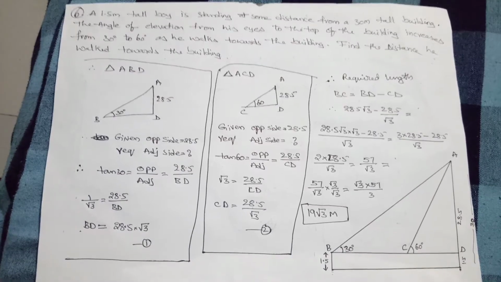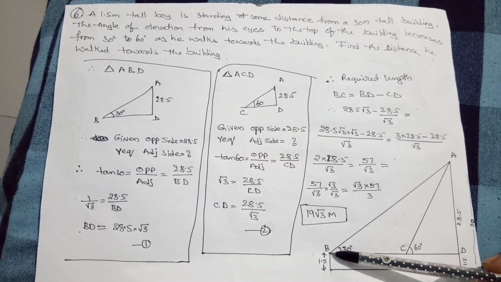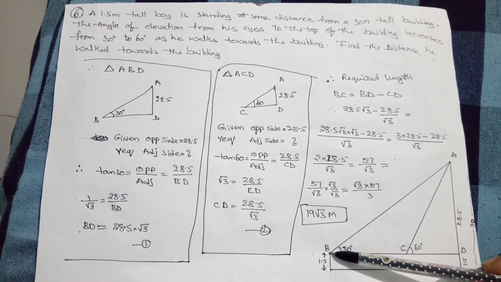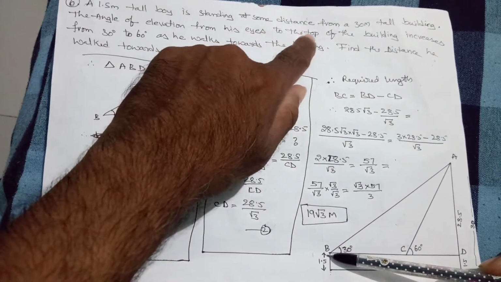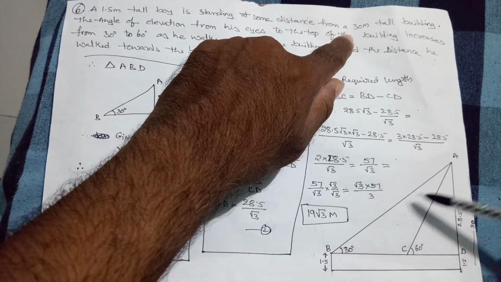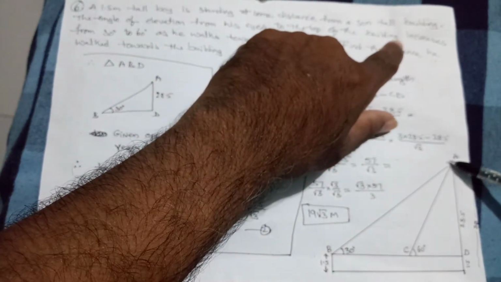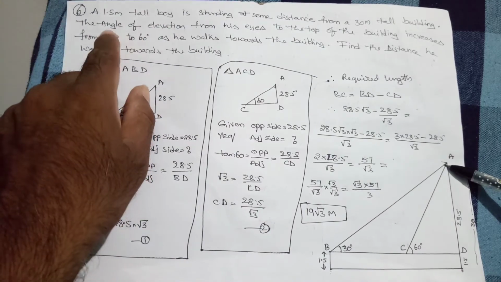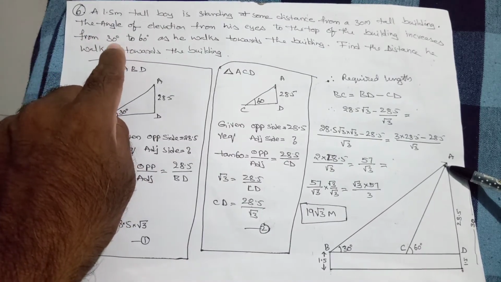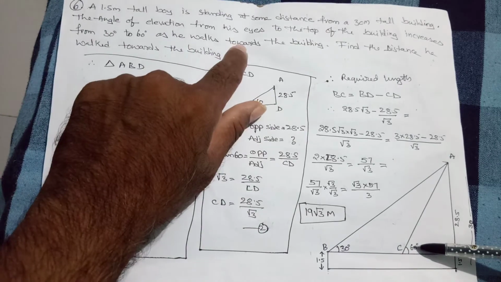Now he is 1.5 tall, so we can expect his eyes are here at the point B. Therefore, the angle of elevation from his eyes to the top of the building increases. So he has seen the top of the building, and the angle of elevation increases from 30 degrees to 60 degrees as he walks towards it.